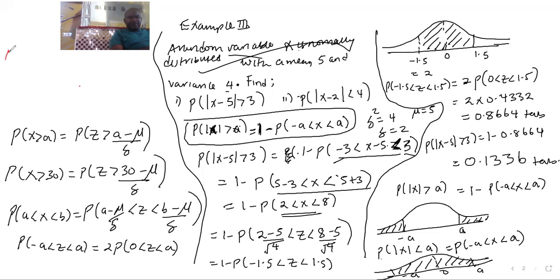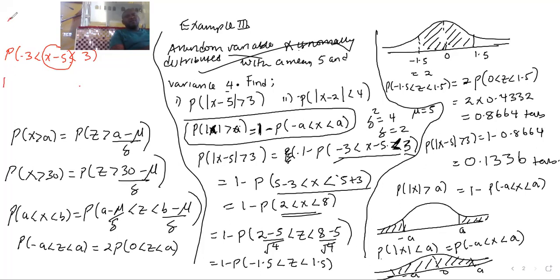So probability of negative 3 less than x minus 5 is less than 3. This is what I did here. In order to have the middle term as x alone, you have to remove the negative 5. How do you go about it? By adding 5 on everything.